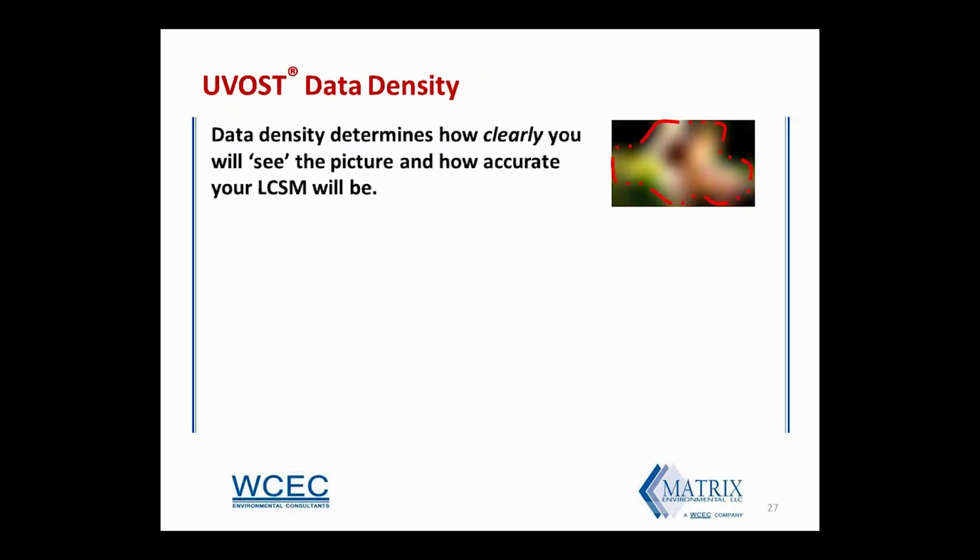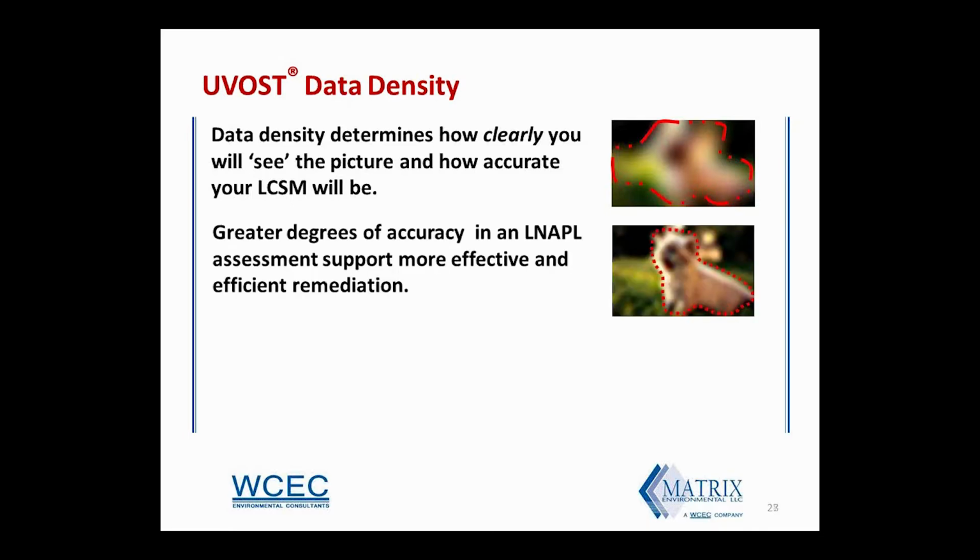Data density determines how clearly you will see the picture, and subsequently how accurate your LCSM will be. This is somewhat analogous to the amount of pixels in a digital image. As you can see here, we only have enough pixels to tell light from dark areas, and this information is really pretty useless to see what we've got going on here. But as we add pixels to our image, we have a more clear idea of what we're looking at, and we can pretty well outline our main area of interest.